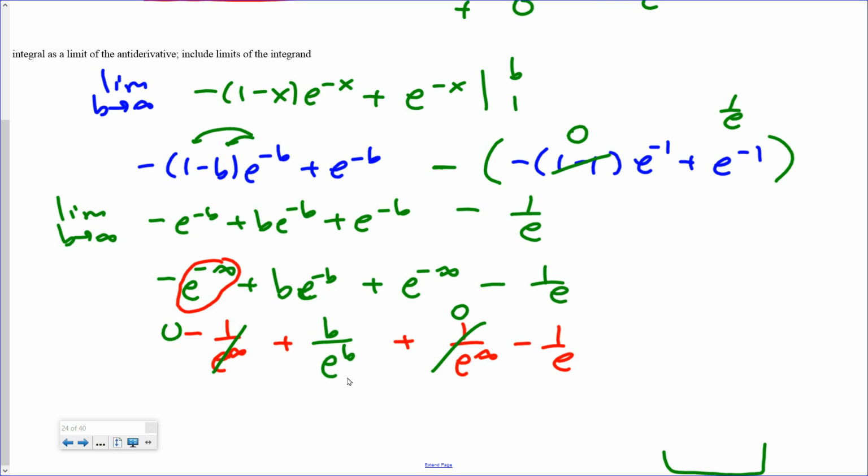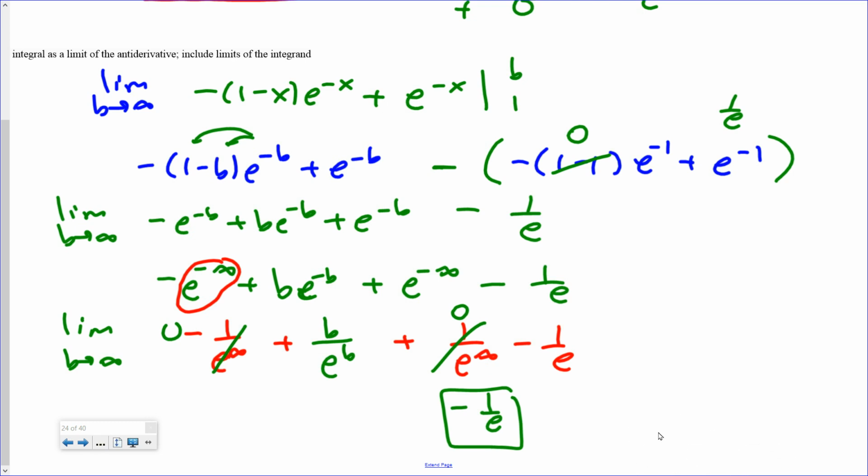B over e to the b, right? And if we left it like that, it's actually a little bit nicer because this is the limit as b goes to infinity. Can you see what that is? Do you see it, small over big? Because if you don't see it small over big, we're going to have to do L'Hopital's. We could do L'Hopital's. But do you see that small over big? Are you okay that this one trumps this one? Okay, so this one's going to go to 0. So what's your answer? Negative 1 over e.